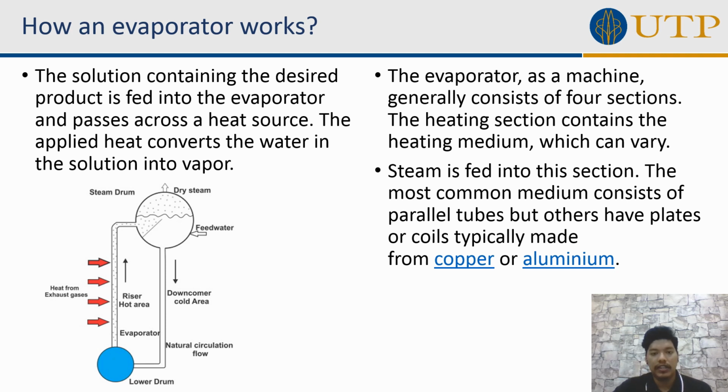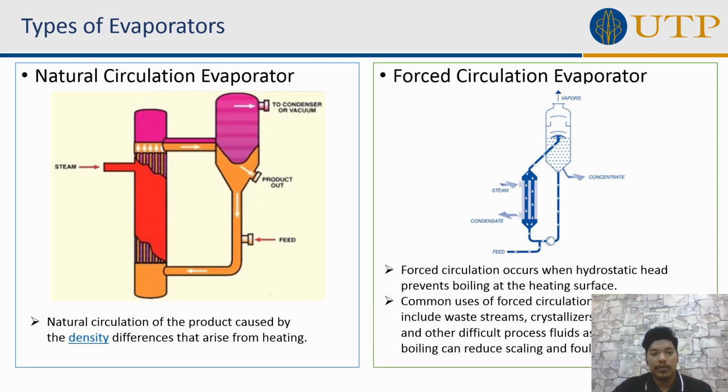The concentrating and separating section removes the vapor being produced from the solution. The condenser condenses the separated vapor, and then the vacuum or pump provides pressure to increase circulation. There are two types of evaporators: one is the natural circulation evaporator and the other is the forced circulation evaporator.